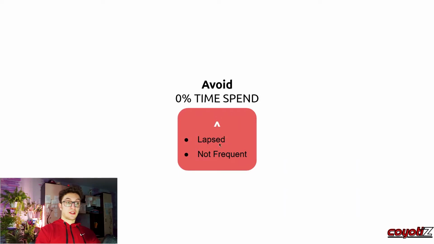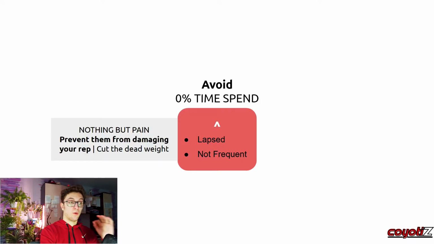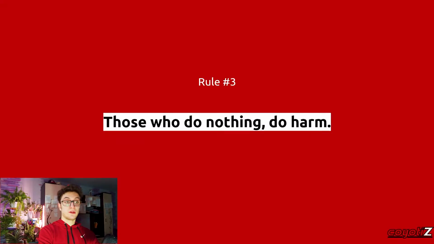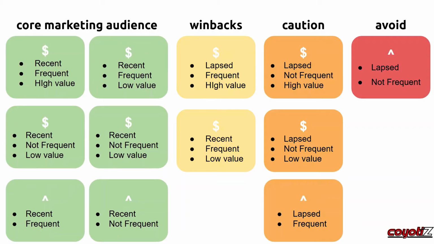And these guys, the last one, right? You want to spend 0% of your time. Literally, do not touch these guys. Suspend their account. You might retarget them with a custom audience on Facebook, which we'll dive into a little bit later in this presentation. But these guys do more harm than good. They're nothing but pain. Prevent them from damaging your reputation. Cut the dead weight and suspend their account. Those who do nothing do harm. Remember that. This is the third rule that you really need to remember.